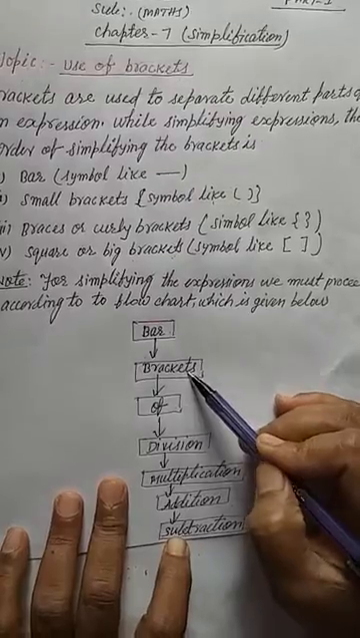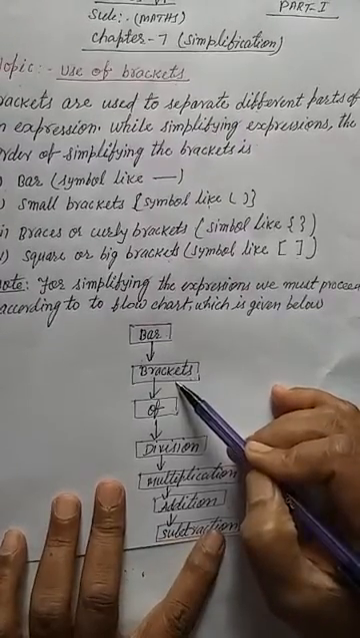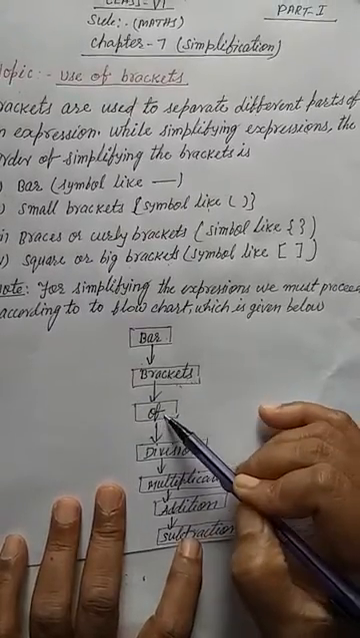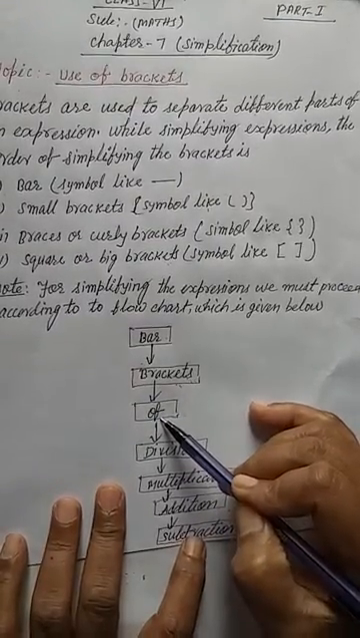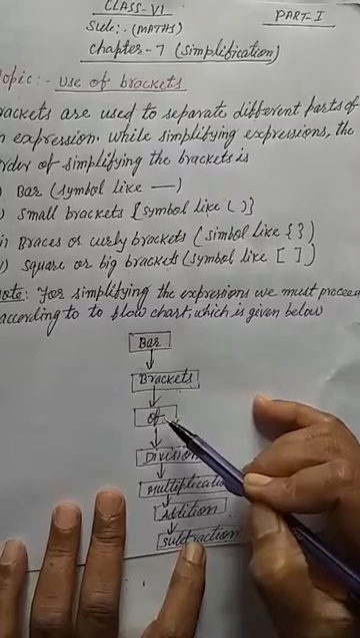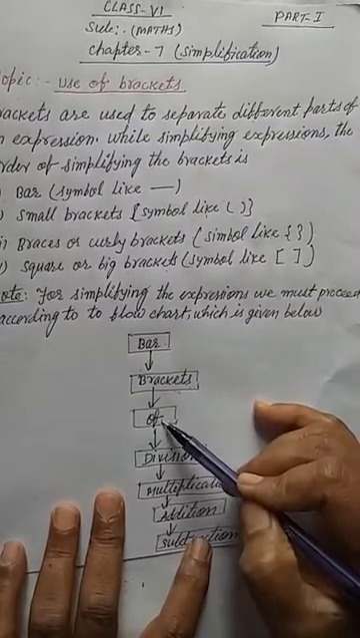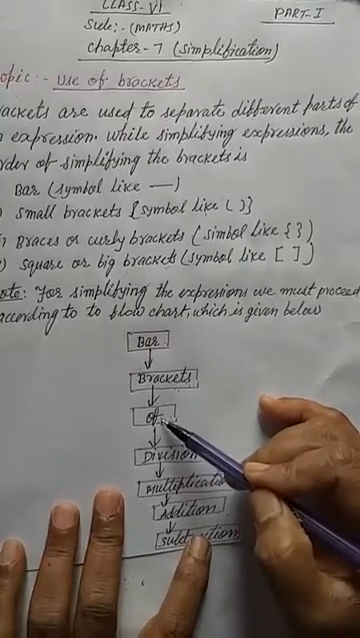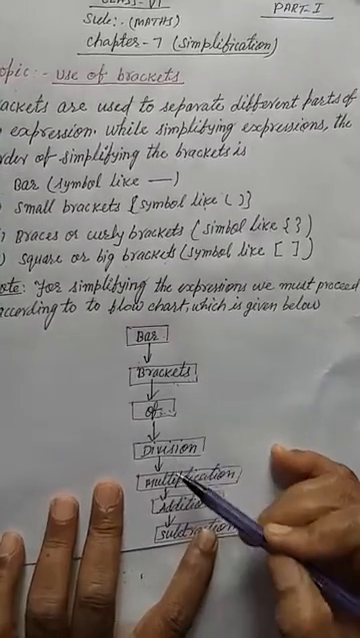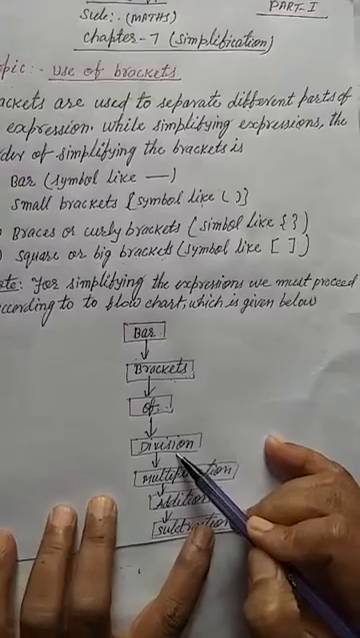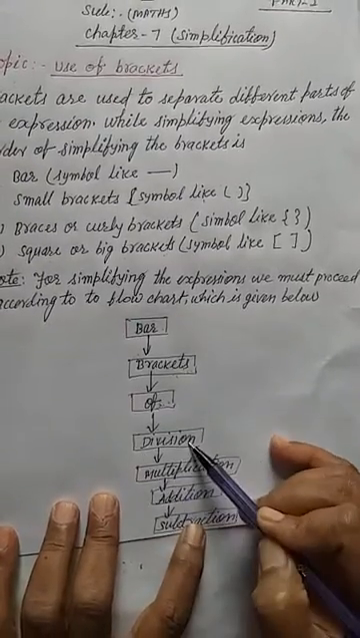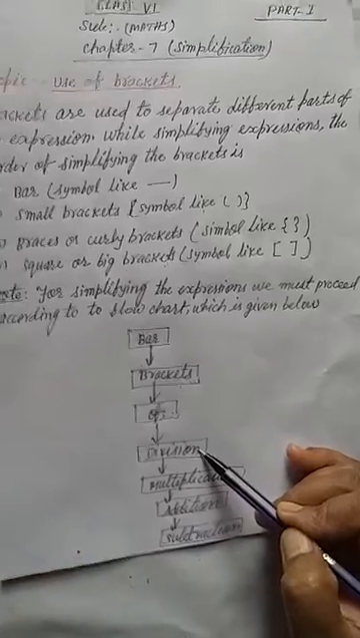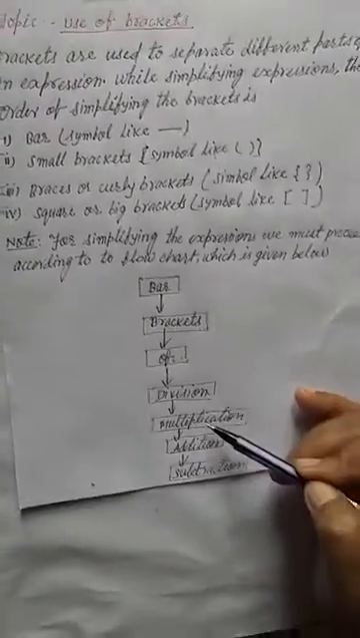Now second is bracket. If the bracket is given, then we have to solve the bracket parts. Now this one is of. Of means after brackets, maybe in the question of is given, at that time we have to use of. In the place of of we have to use the multiply sign. Okay students, now after of comes division. If division is given in the question, then you have to solve the division part. Now after this comes multiplication.